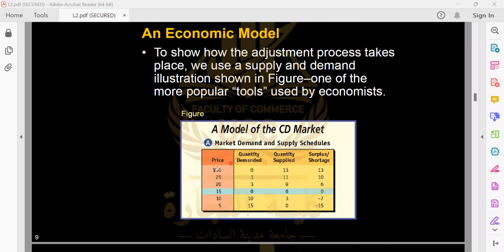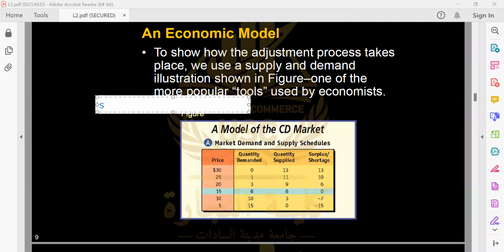So when we have different levels of prices from 30 to 25, 20, 15, 10, 5, as price falls, quantity demanded increases. As price falls, quantity supplied falls, and we have a surplus or a shortage. And we have an important equation that shows us surplus or shortage equals QS minus QD.